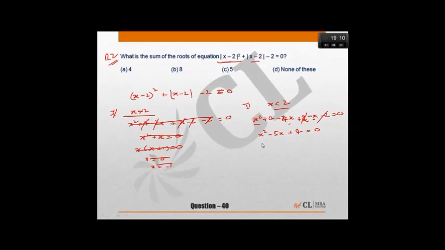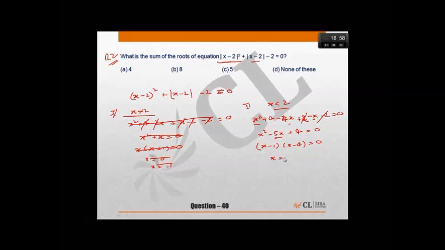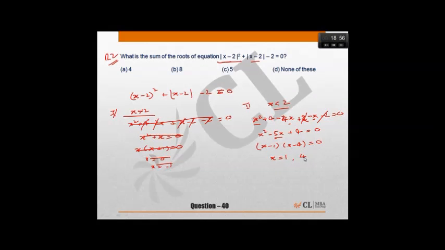So this gives me x minus 1 into x minus 4 should be equal to 0. That means x can be equal to 1 or x can be equal to 4. But x has to be less than 2, that means x equal to 1 is the only possibility.